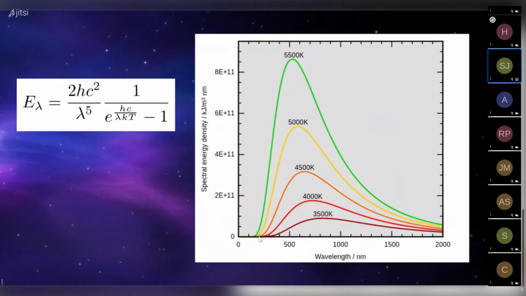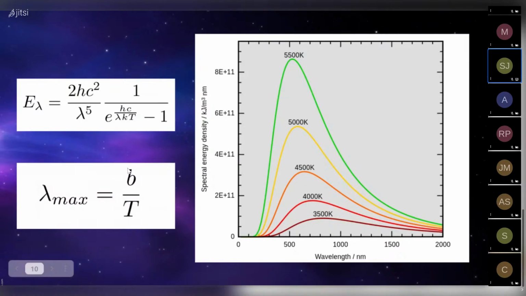Consider a particular temperature like 4000 Kelvin. Initially, the spectral density for smaller wavelengths is very low, and even for larger wavelengths it is very low. But for particular wavelengths, like for 4000 it is around 700 nanometers, and for 4500 it is around 600 nanometers, the spectral density is very high. That is because of this equation: lambda max equals b by T.